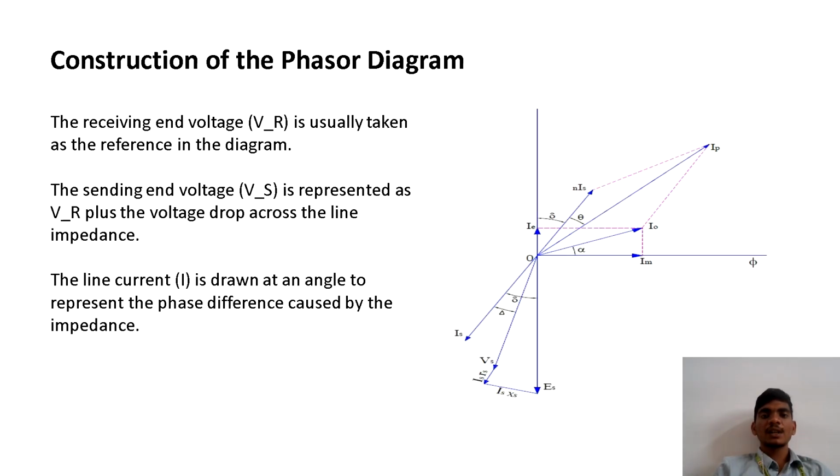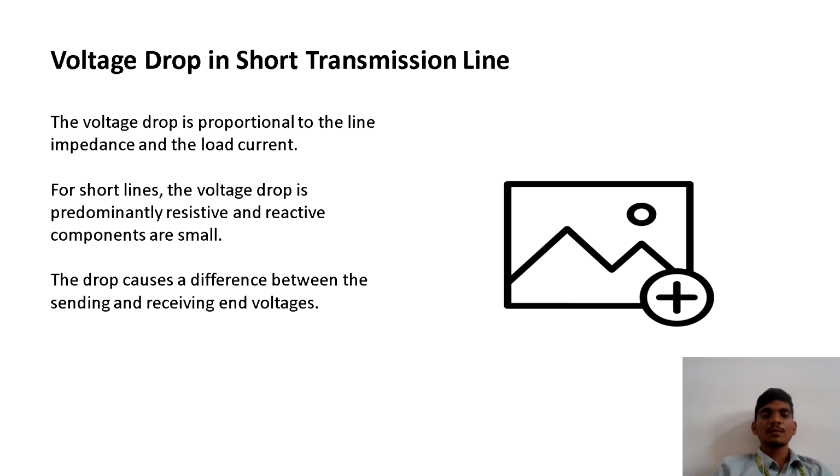Construction of phasor diagram. The receiving end voltage is usually taken as the reference phasor. The sending end voltage is represented as the receiving end voltage plus the voltage drop across the line impedance. The line current I is drawn at an angle to represent the phase difference caused by the impedance.